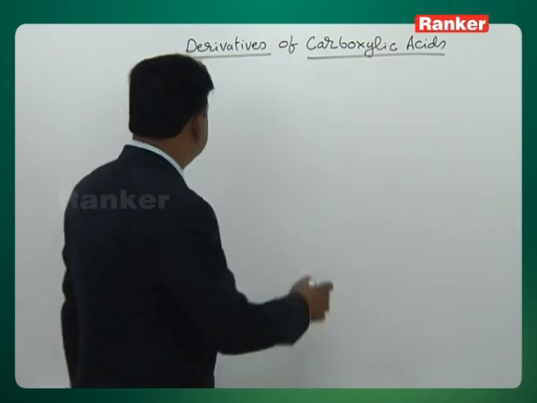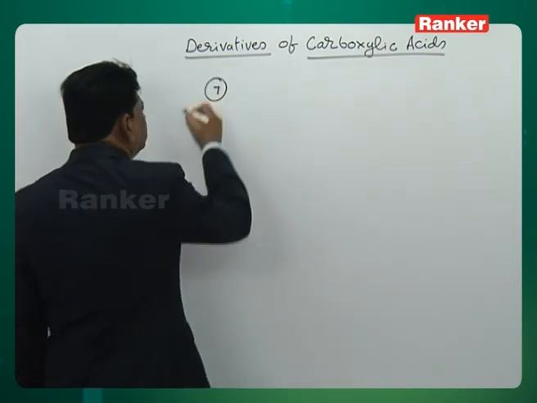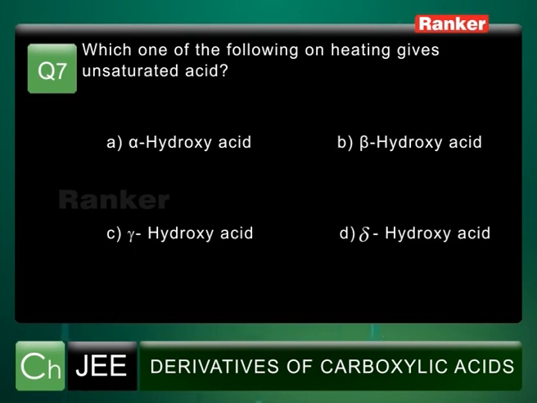Let's go to question number 7. The question is, which one of the following on heating gives an unsaturated acid? Here the carboxylic acids have hydroxy groups on different positions, and one of these acids is going to give the unsaturated acid. He is asking which one gives the unsaturated acid. Option A is alpha hydroxy acid, option B is beta hydroxy acid, option C is gamma hydroxy acid, option D is delta hydroxy acid.